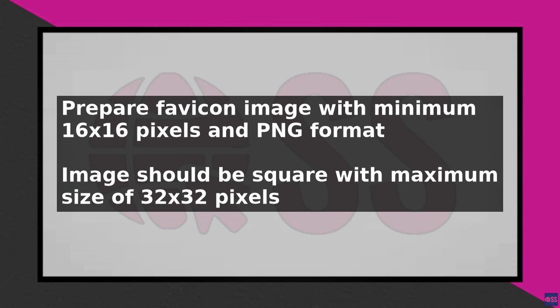Next, log into your Shopify admin panel and navigate to the online store section. Then click on Themes and select the Customize Theme option. In the theme editor, click on the Actions drop-down menu and select Edit Code. This will take you to the code editor where you can modify your store's theme files.